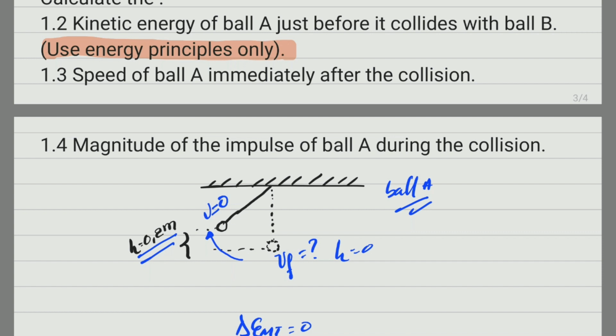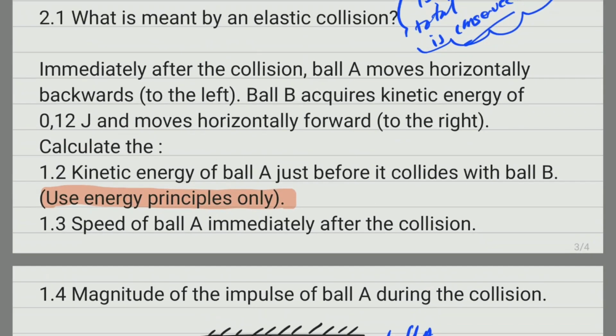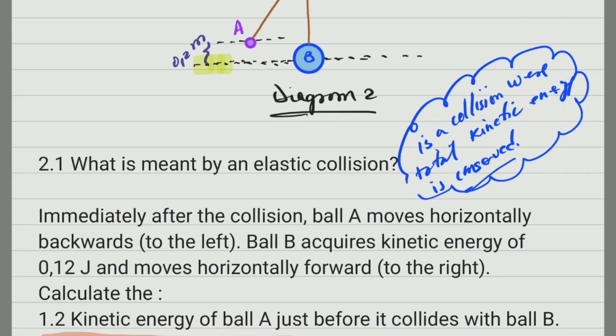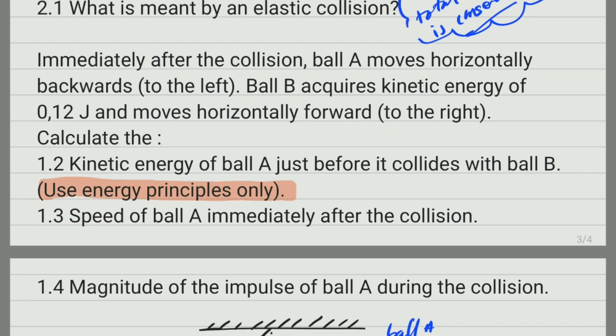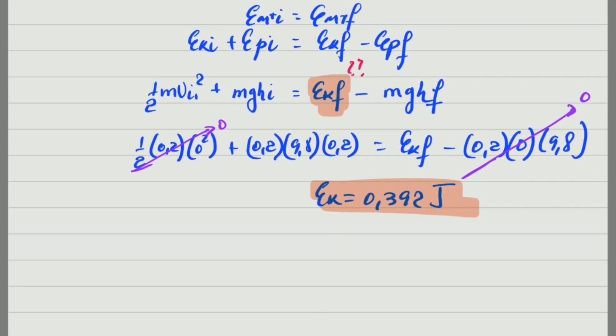Now, in this other question, to calculate the speed of the ball immediately after the collision, because the collision is elastic, they say it there, it's an elastic collision on top, we can use either conservation of momentum, or we can also use conservation of kinetic energy, which is the one we are going to use here. This is question 1.3, and we are going to use conservation of kinetic energy because that is the idea of this equation here. Okay, so we have that the total kinetic energy initial must be equal to the total kinetic energy final.